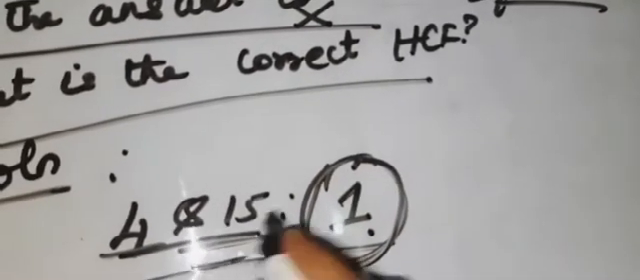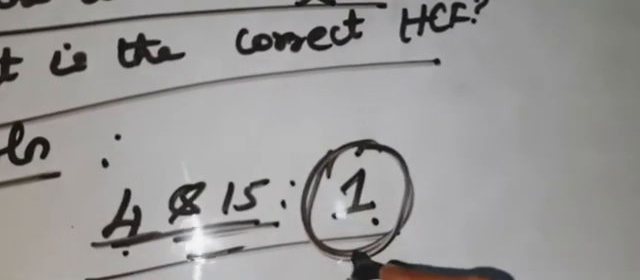So now we got that the HCF of 4 and 15 is 1. Why? Because there are no other common factors of 4 and 15. So 1 is the only common factor of 4 and 15. So the HCF of 4 and 15 is 1.